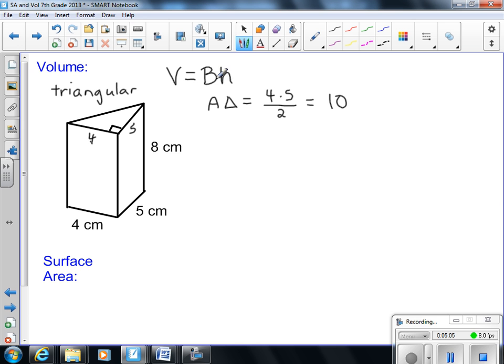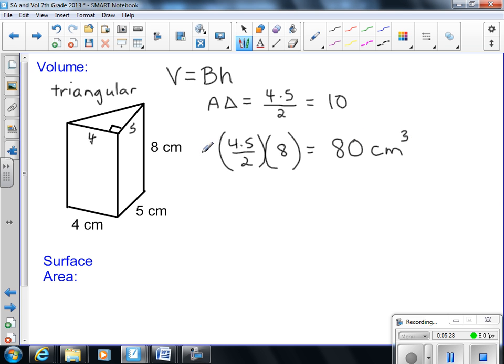Okay, so I have now the area of my base. The area of the base, that's your B, is 10. And what do I still have to do with that? Okay, so I take 4 times 5 divided by 2. That was 10. I'm going to take it times 8. I have 8 layers. So I get a total of 80 cubic centimeters.